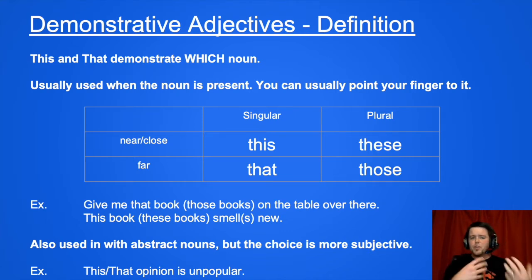This is also used with abstract nouns like ideas or things that we talk about that we can't touch. Those are abstract nouns. For example, here, opinion. Using this or that is much more subjective if you were talking about something that you can't touch, something that is abstract. So here, this or that opinion is unpopular. Both would mean the same thing.